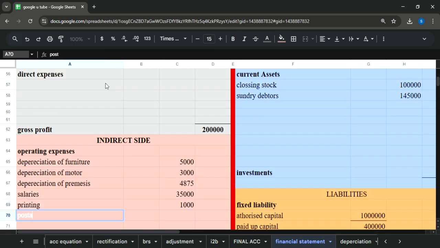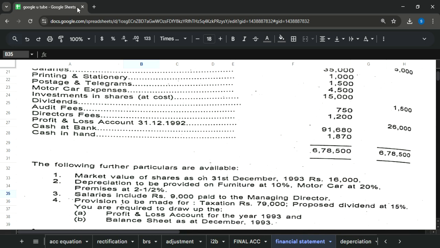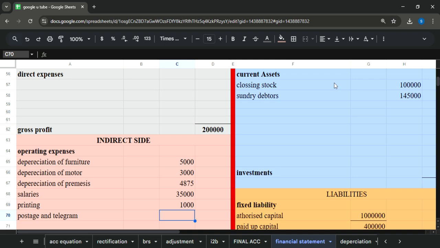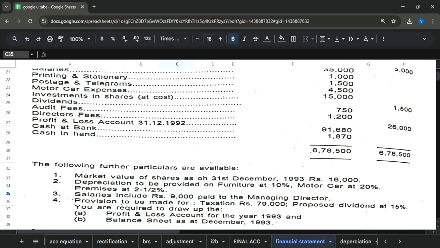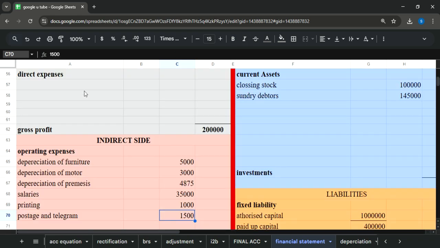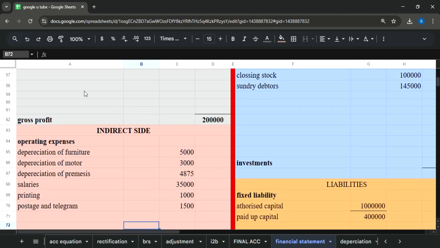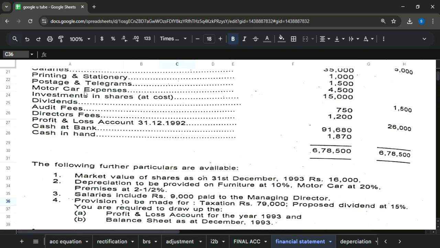So again, indirect operating side, telegram, this is also your operating expense, and the amount is 1500. Just put in front of postage. Guys, then we have motor car expenses. Again, it's operating expense. So let's mention in operating expenses motor car expenses.